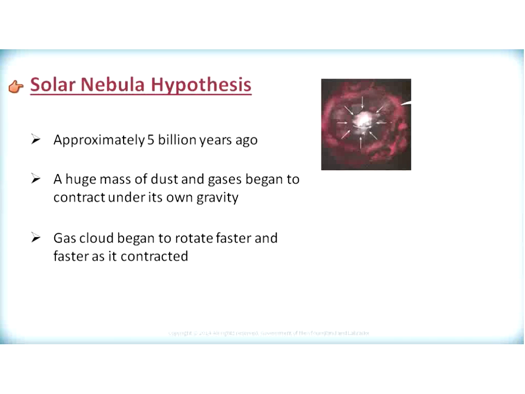Stage 1, which focuses on the solar nebula hypothesis, says that approximately 5 billion years ago, a huge mass of dust and gas began to contract under its own gravity. This gas cloud began to rotate faster and faster as it contracted. In the diagram, you can see that as the material started to rotate in a counterclockwise direction, the material started to collapse upon itself.